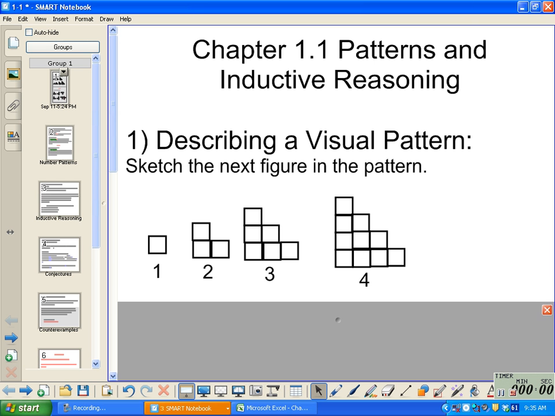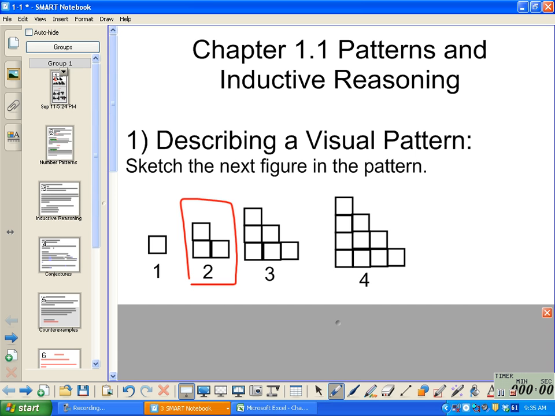To begin, describing a visual pattern. When you see something, you need to begin to immediately look at the pattern and see what you notice, what's happening, what's going on. For example, in the first diagram, we see one box or one square. In the second pattern, we see three boxes. And the question becomes, once we look at patterns 3 and 4, what happens in the fifth pattern?